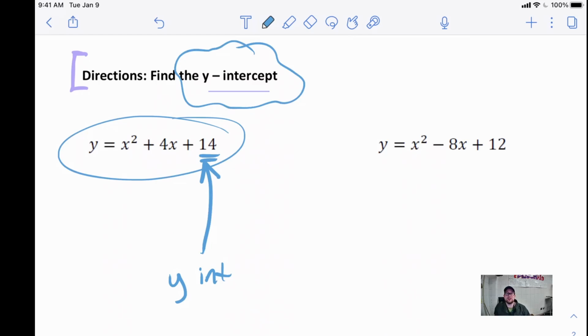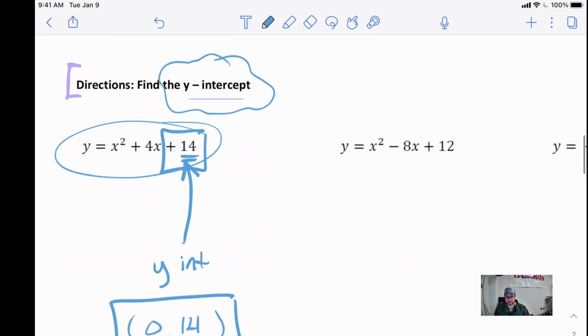Now, one thing to know about your y-intercept is that we should always write it as a point. And if it's the y-intercept, then the x value of that will always be 0. So in this situation, since this is positive 14, our answer will be (0, positive 14).